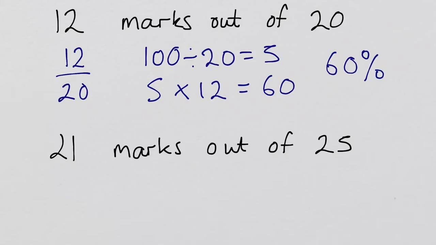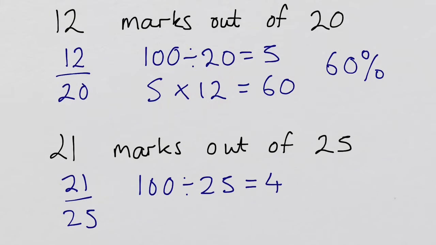For the next one, 21 marks out of 25, it's 21 out of 25 as a fraction. Do 100 divided by the bottom, which gives me 4, and then 4 times the top gives me 84, so that's 84%.